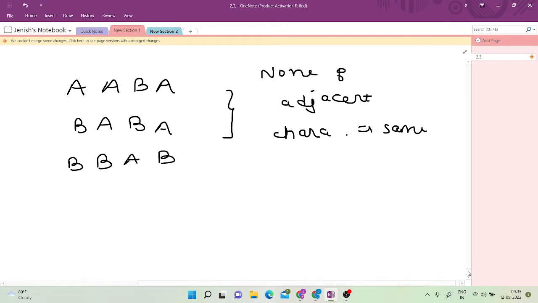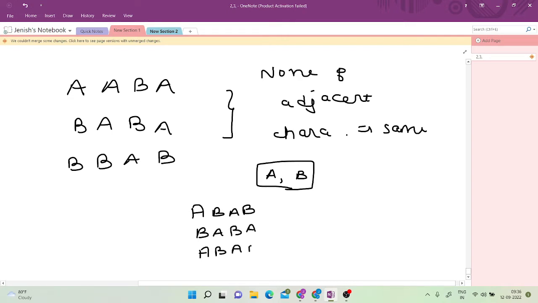This question is tagged easy, but there is one simple thing which we need to know. We are told that we do not require any adjacent same characters, and the matrix consists of A and B only. One idea which comes to my mind is that if I construct the matrix as AB, BA, and AB, this matrix has no adjacent same characters, because we are not considering diagonals. We are considering only four sides: left, right, up and down. So this is a matrix which has none of the adjacent characters the same.